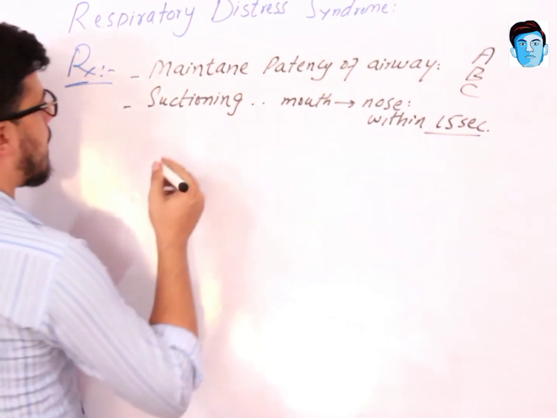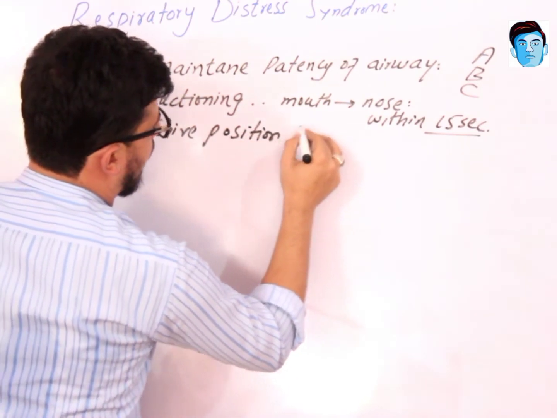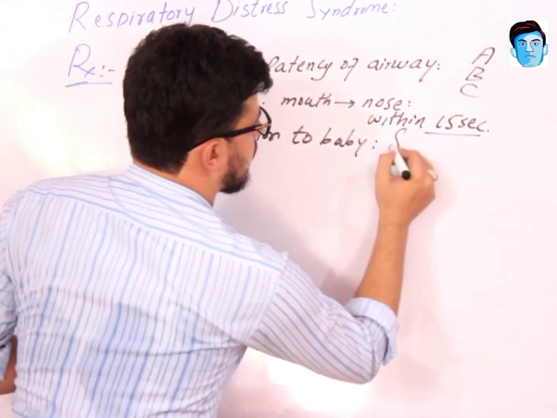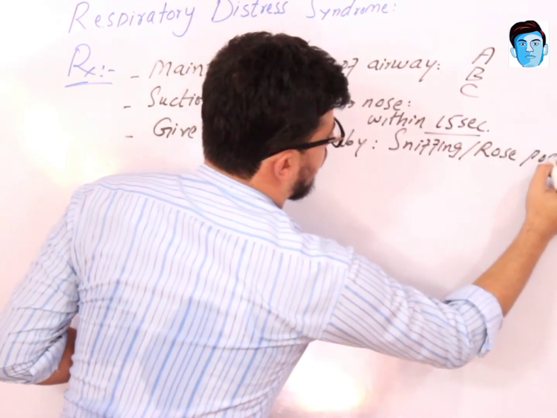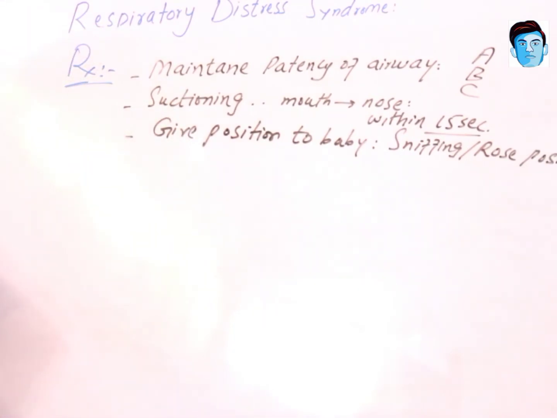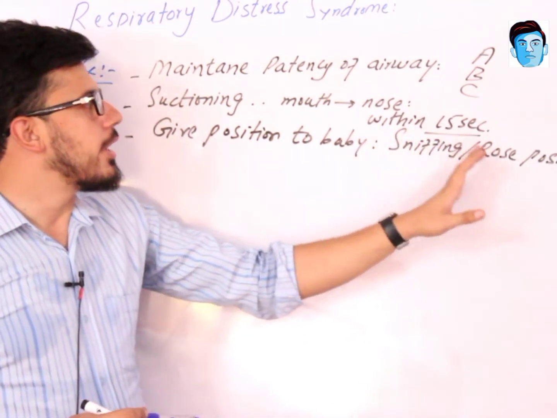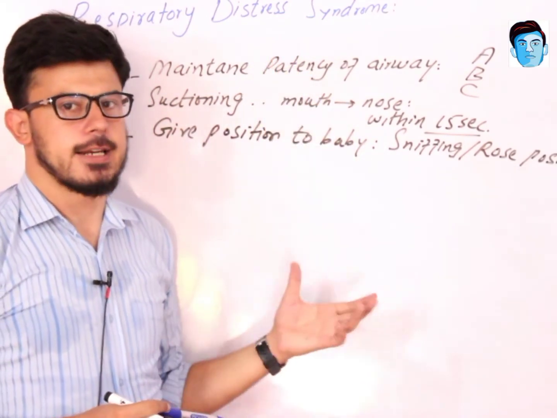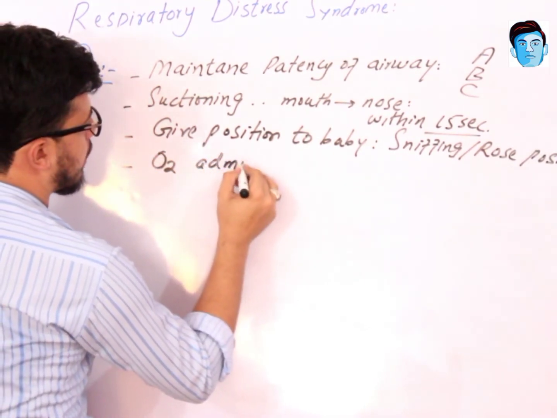And give position to the baby. Position is very important. That position is called the sniffing position, or we can say the rose position. In the sniffing position, the neck is flexed with upper cervical extension. So the sniffing position or rose position is given in RDS. Also we can give oxygen as well. Oxygen administration is important.